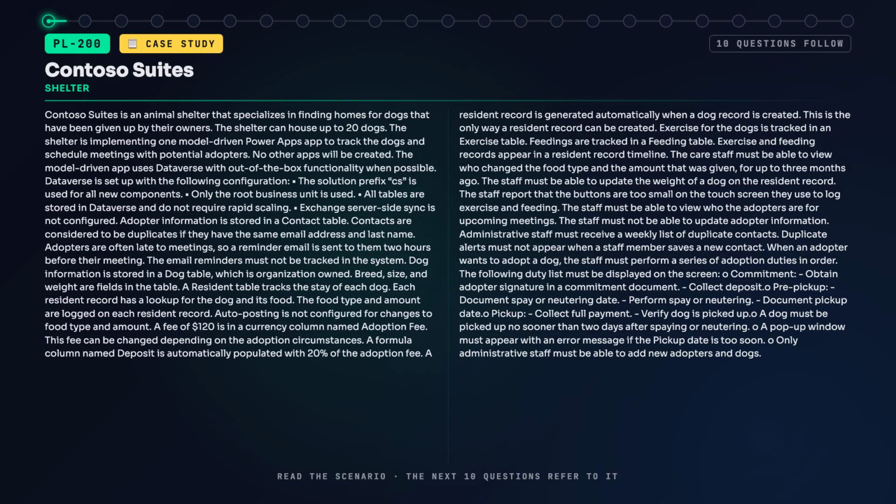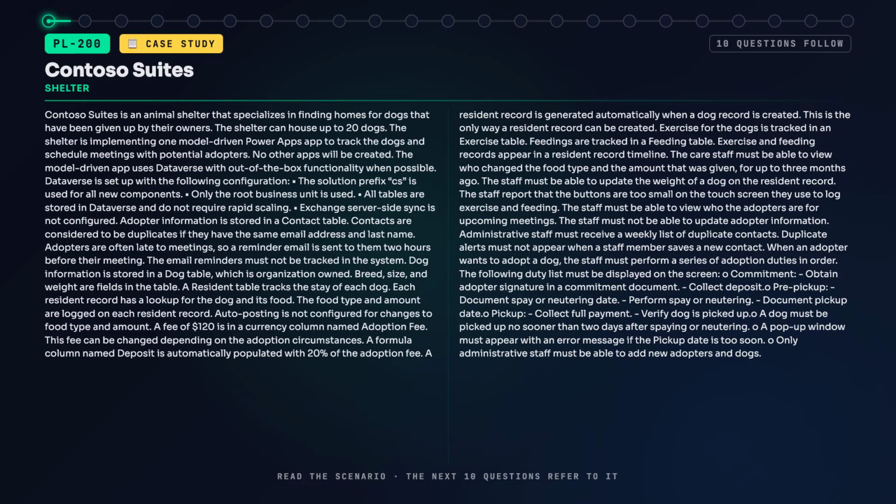A resident record is generated automatically when a dog record is created. This is the only way a resident record can be created. Exercise for the dogs is tracked in an exercise table. Feedings are tracked in a feeding table. Exercise and feeding records appear in a resident record timeline. The care staff must be able to view who changed the food type and the amount that was given for up to 3 months ago.